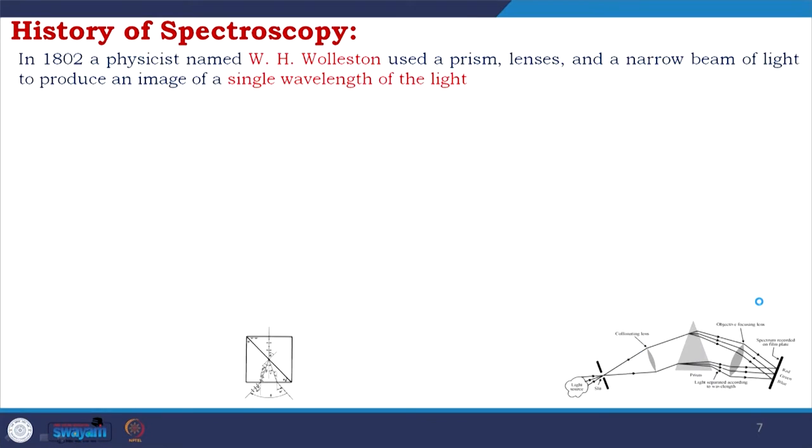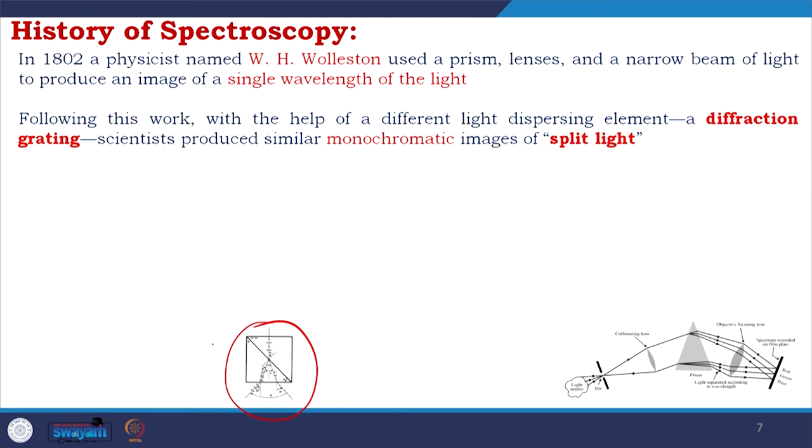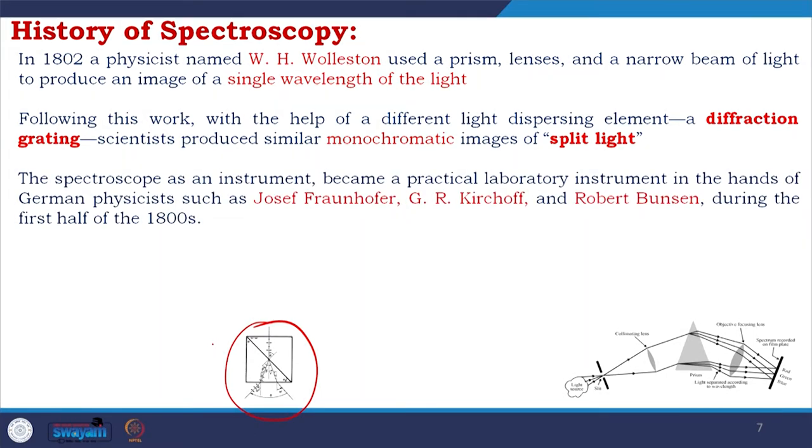In 1802, a physicist named W. H. Wollaston used a prism, lenses and a narrow beam of light to produce an image of a single wavelength of the light. That is a landmark. So, if you see, this is the analysis of the experiment that Wollaston had done. Following this work, with the help of a different light dispersing element, a diffraction grating, scientists produced similar monochromatic images of split light. The splitting of light is more coming to the front, and its applications.